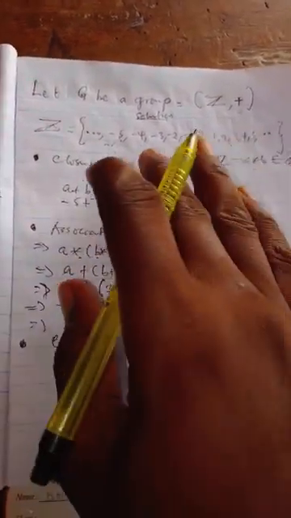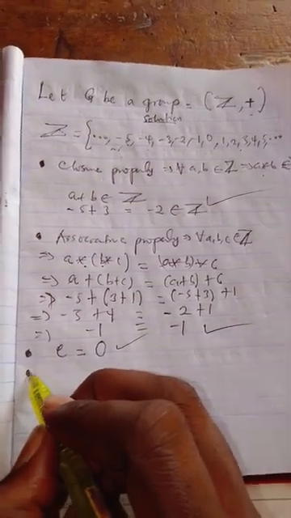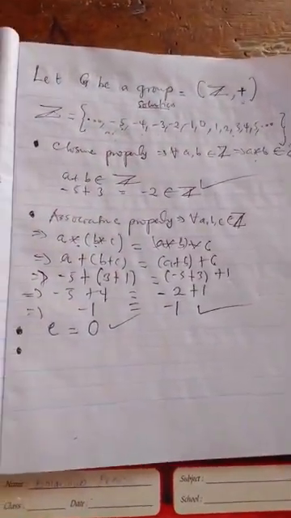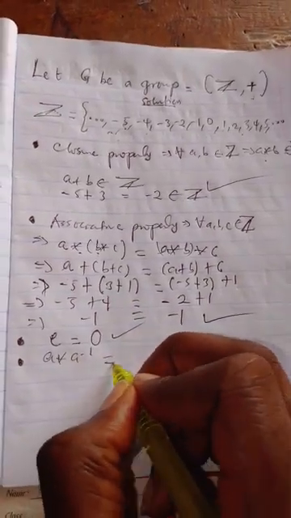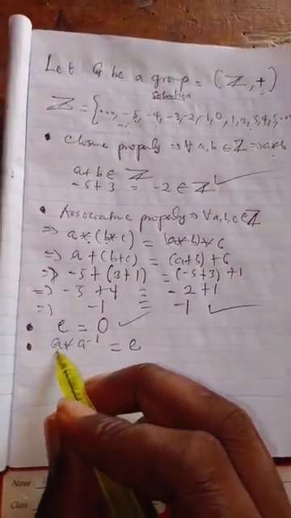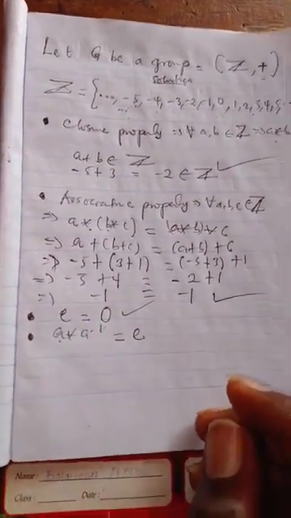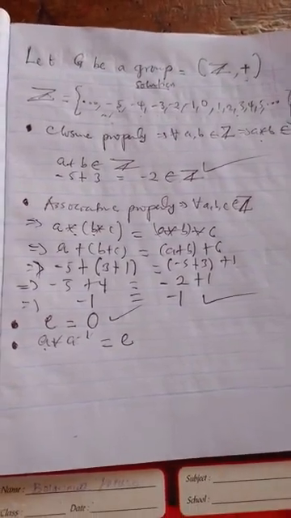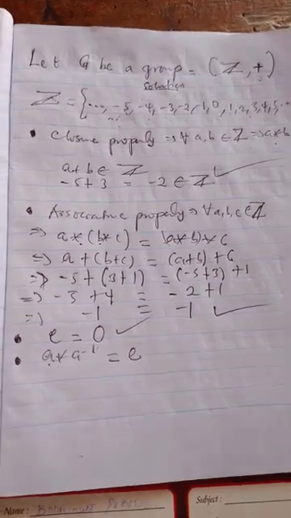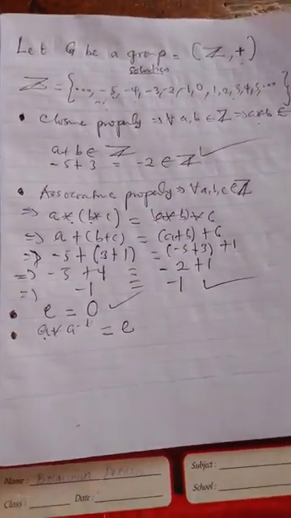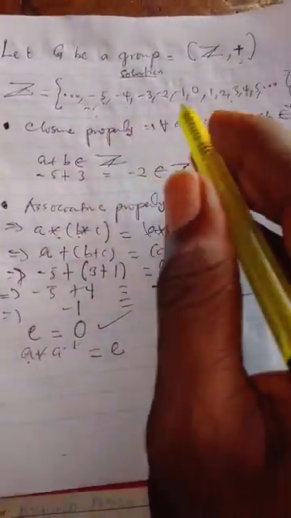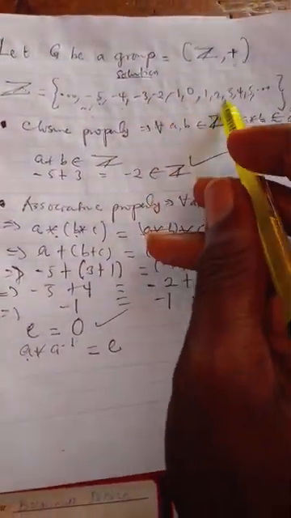Alright, what next? Let's check for the inverse. Let's check whether all the elements here possess their inverses. Don't forget your inverse property. I said a asterisk a inverse will be equal to e. That is, if you combine your a and your a inverse together, it must give you your identity element. Take note of that. So what will be the inverse of -5? What will combine with -5 to give you 0? That will be 5, because -5 plus 5 will be 0. Are you following me? The inverse of -4: -4 plus 4 will give us 0. Inverse of -3: -3 plus 3 will give us 0.